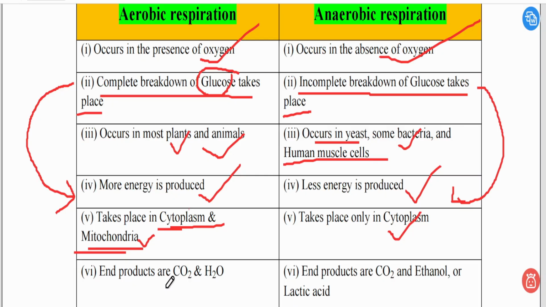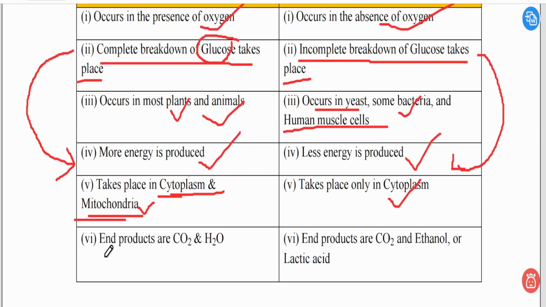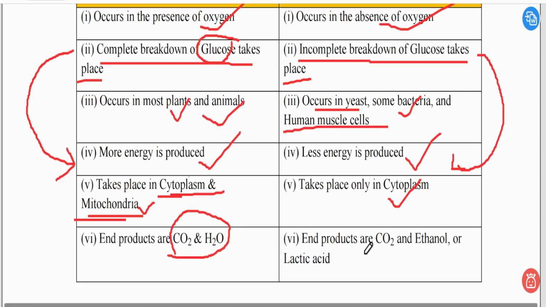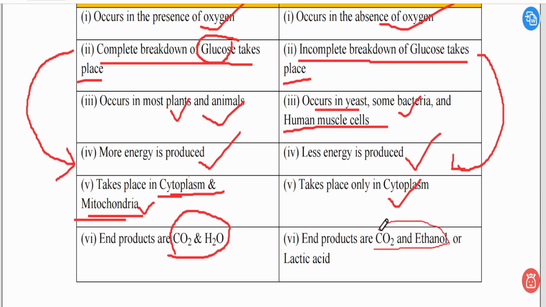In aerobic respiration, the end products are carbon dioxide and water, whereas in anaerobic respiration, the end products are either carbon dioxide and ethanol or lactic acid. Carbon dioxide and ethanol are produced during alcoholic fermentation, and lactic acid during lactic acid fermentation.